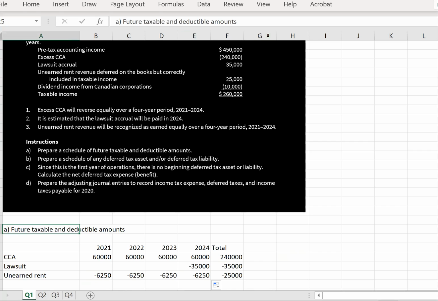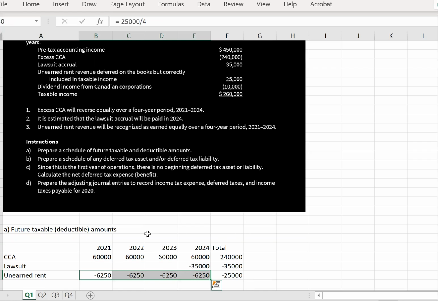And what I would also recommend doing here is that in my title, I said future taxable, and then I'm going to put here deductible. And this helps me keep in mind what I'm putting brackets around. So brackets mean that these are going to be future deductions, and no brackets mean that these are future taxable amounts.